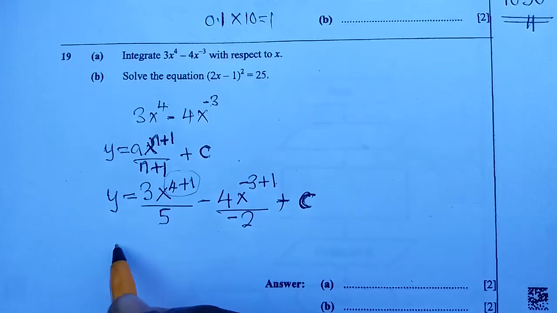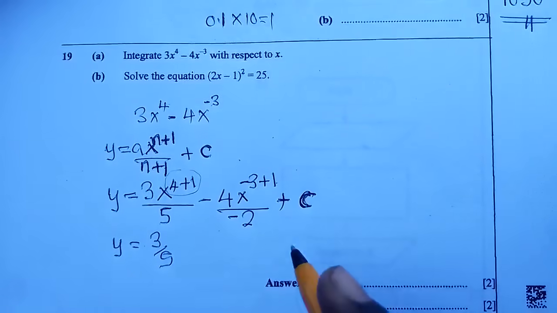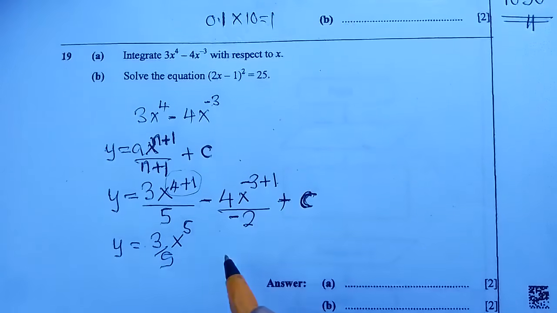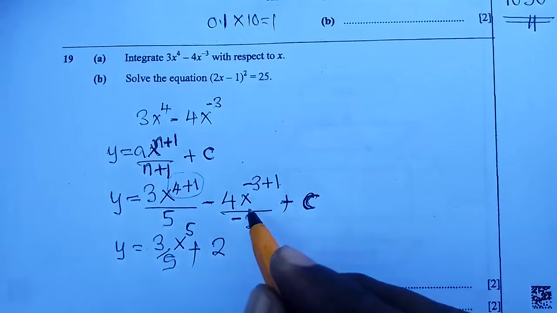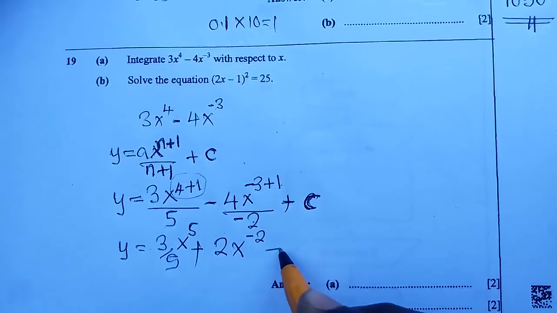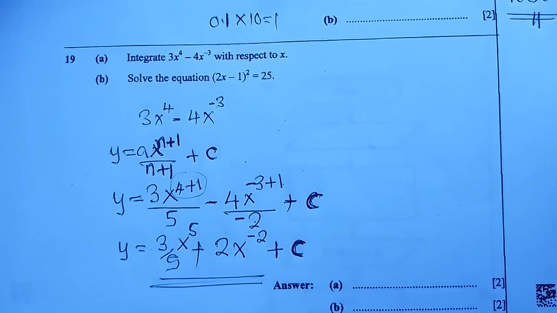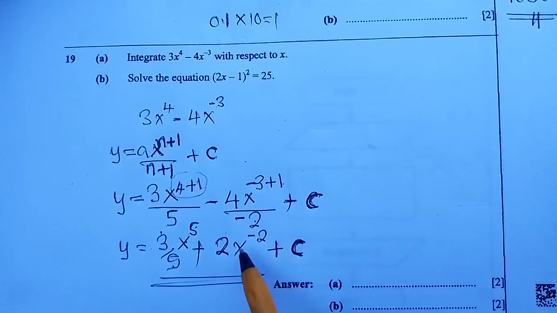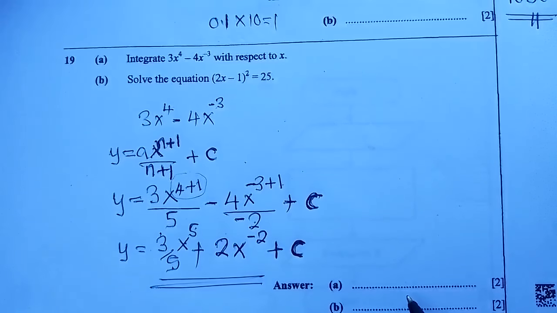So you say y is equal to 3 over 5, then x power 5. This negative and this negative, we are going to have a positive there. 2 into 4, it is 2, like this. Then x power negative 3 plus 1, this is negative 2. Then plus c. So this is my answer: 3 over 5 x power 5 plus 2x power negative 2, then plus c. This is my answer.